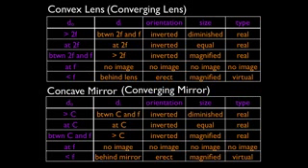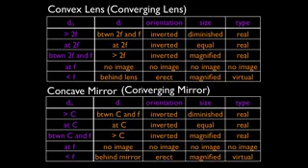This is for the concave mirror. This is the object distance. We had greater than C, at C, between C and F, at F, and less than F away. This is the information for the image distance, the image orientation, the size, and the type. Now, on here I have the table for the concave mirrors and the table for the convex lenses. These are both converging devices. Light rays converge when they come into these devices.